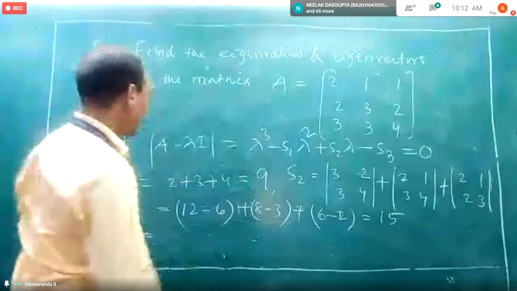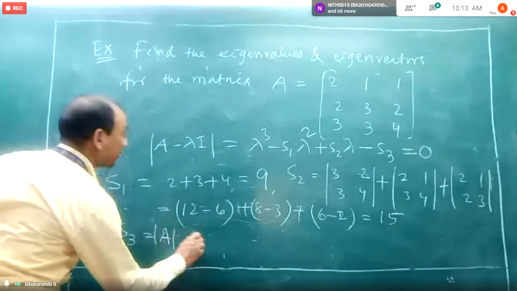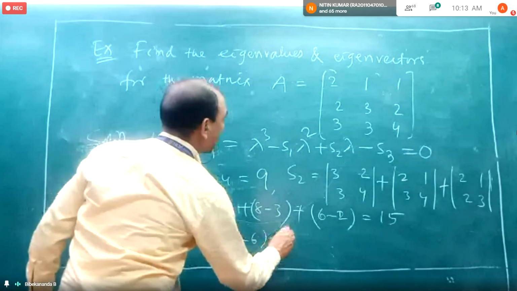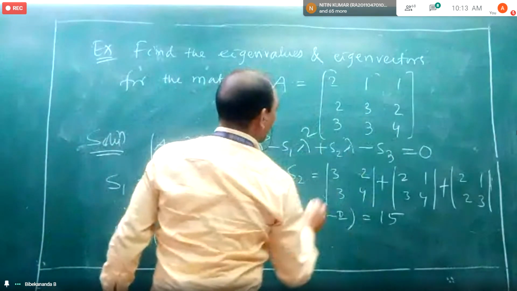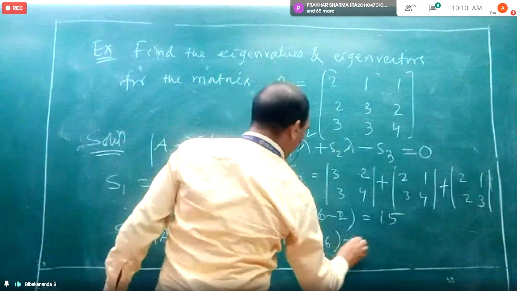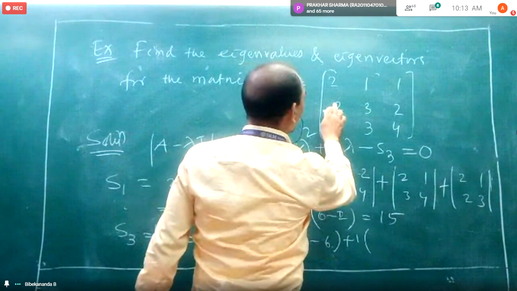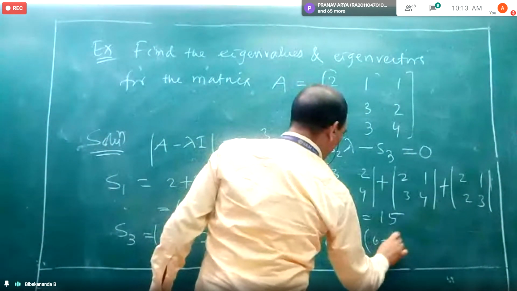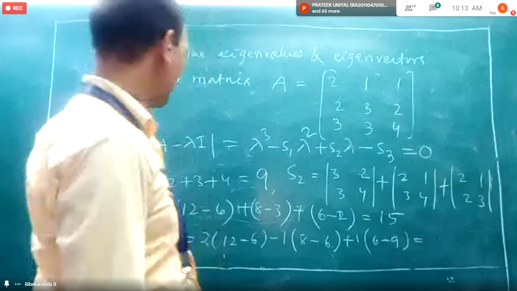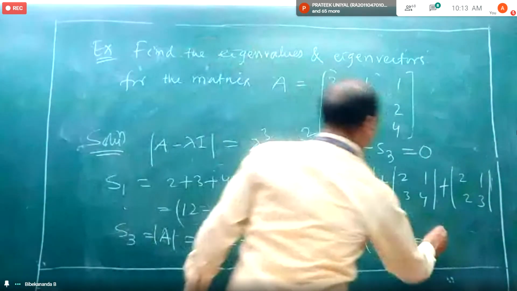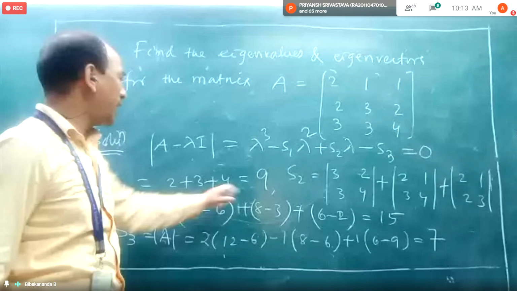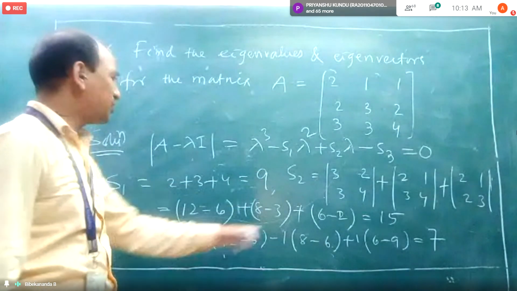Determinant of A is equal to 2 into (12 minus 6), minus 1 into (8 minus 6), plus 1 into (6 minus 9). So what is the value? It is 7. So you are having S1 equal to 9, S2 equal to 15, S3 equal to 7.